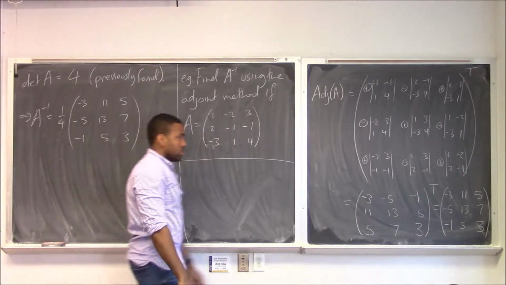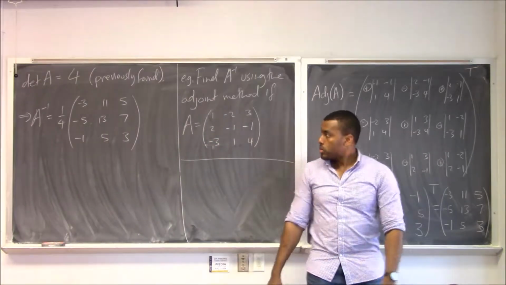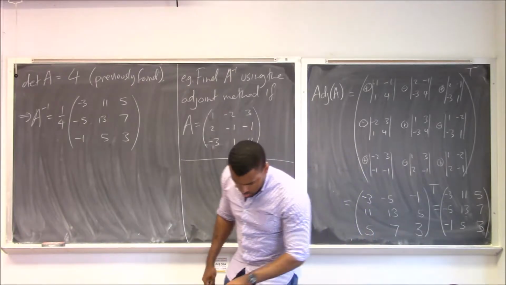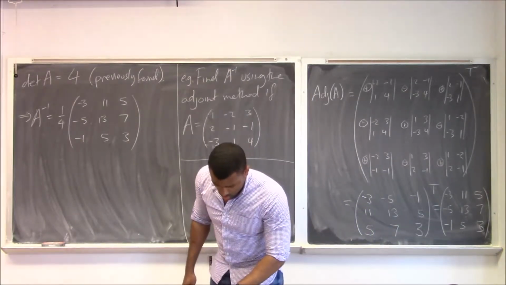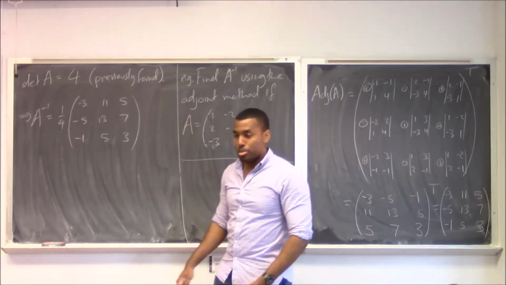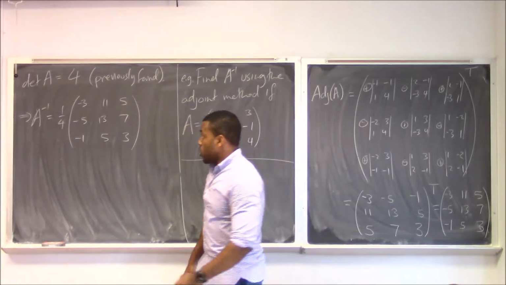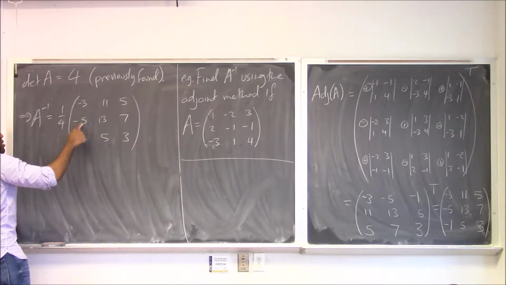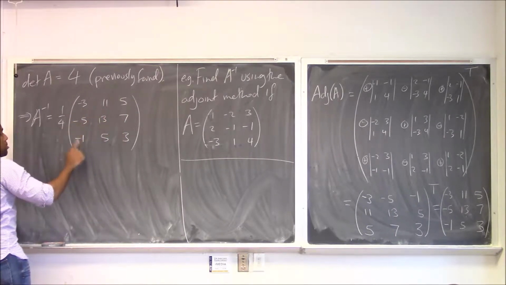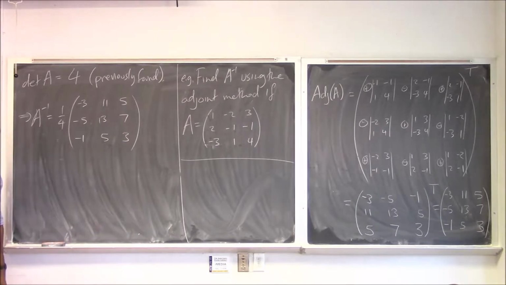Was that equal to the answer we got last time? Well, that's the right answer. So we should have gotten this last time. But we probably wrote it like minus 3 over 4, 11 over 4, 5 over 4, minus 5 over 4, 13 over 4, 7 over 4, minus 1 over 4, 5 over 4, 3 over 4.